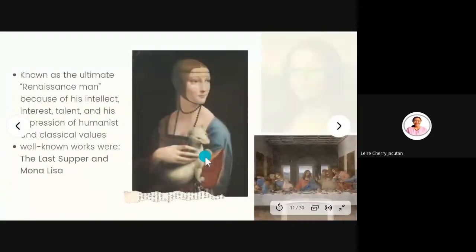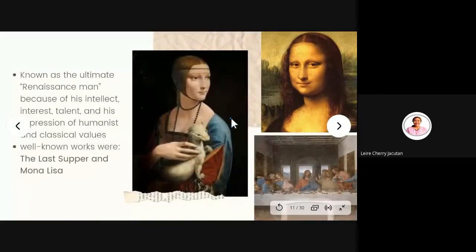And then ayan, so he was known as the ultimate Renaissance man because of his intellect, interest, talent, and his expression of humanist and classical values. So very humanistic kasi yung mga ginagawa ni Leonardo da Vinci at saka yun nga yung mga pag-aaral niya tungkol sa human anatomy, yan. So very humanistic lahat ng yun. At yun lang, ilan lang ito sa mga sikat na nagawa ni Leonardo da Vinci, yan. Yung famous Mona Lisa na punong-puno ng napakaraming kontrobersya at saka itong The Last Supper.